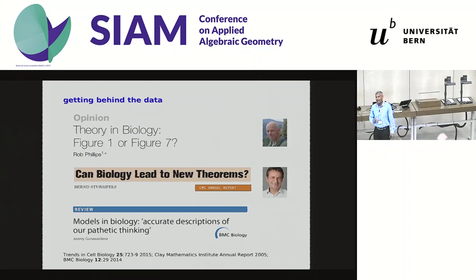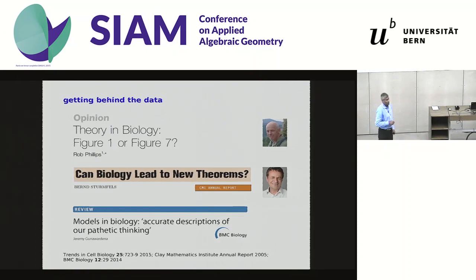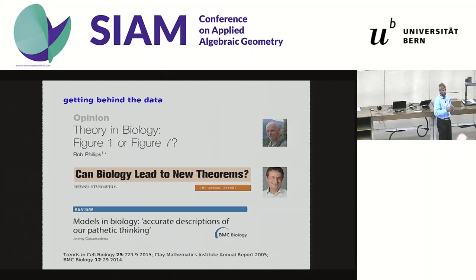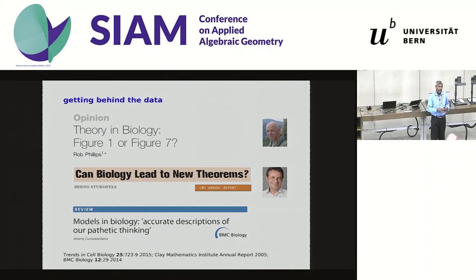Okay. And what Rob is saying is that perhaps there's actually something else we can also do, which is to try and understand the conceptual landscape that leads biologists to make those kinds of experiments in the first place, and get behind the data, and use theory to drive experiments, and to suggest new kinds of experiments.